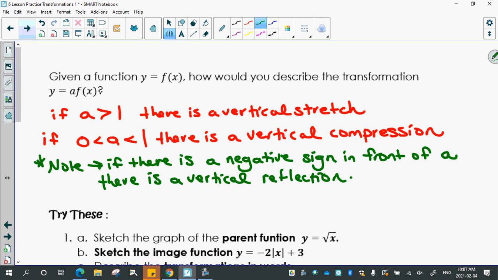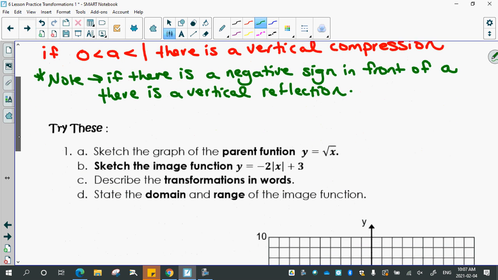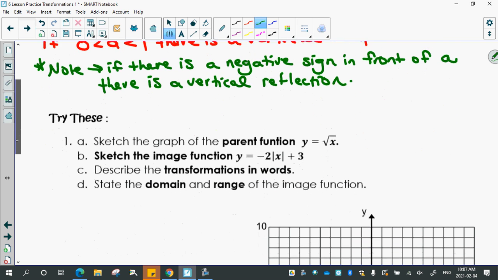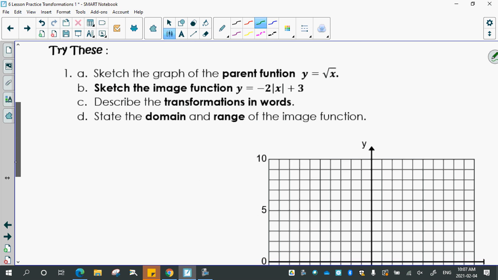So now we know a and k. So we're going to try this. Sketch the graph of the parent function y equals root x. Everybody should be able to do that. Uh-oh, look what I did here. Change this. Change my mouse so value to square root.